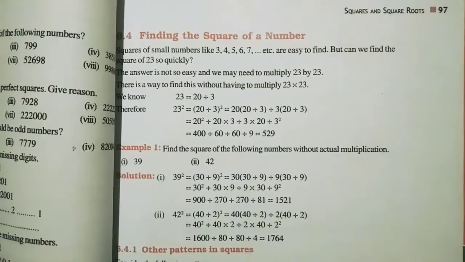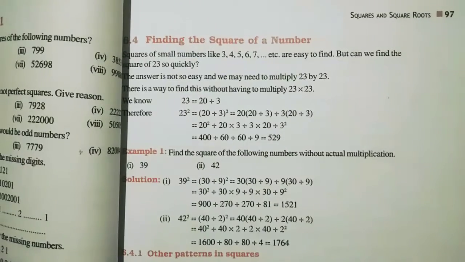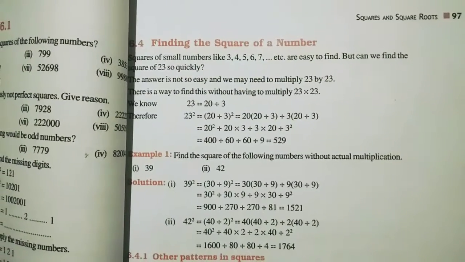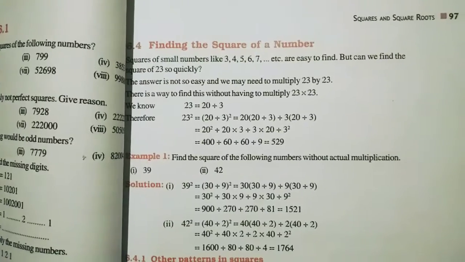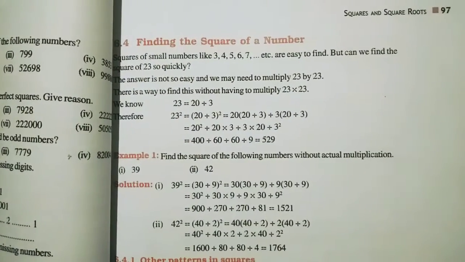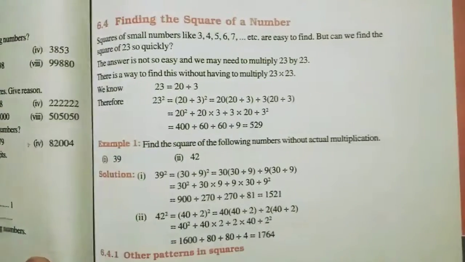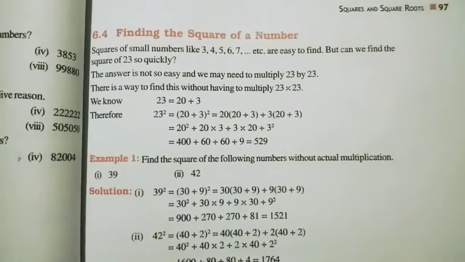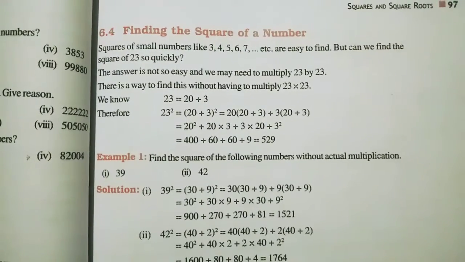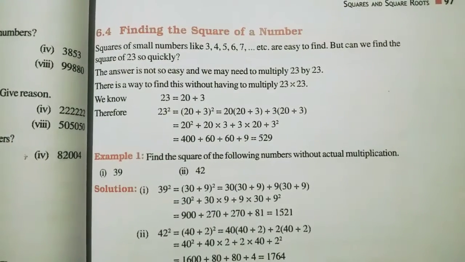So we are doing the squares and square root chapter, and in the previous video you have seen exercise 6.1. Okay, so it is completed and I think you have done all the questions nicely. So now the next topic is what? Finding the square of a number. How can you find the square of any number? Square means to multiply 2 times.